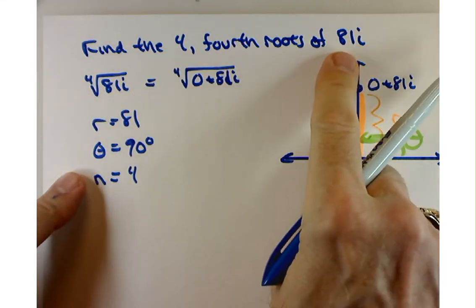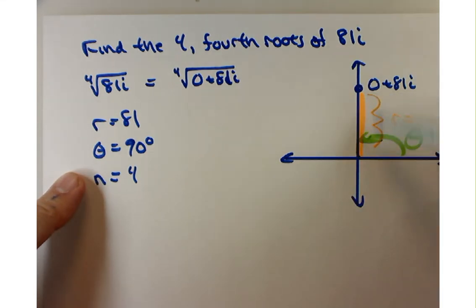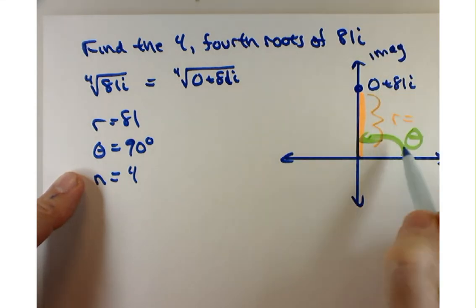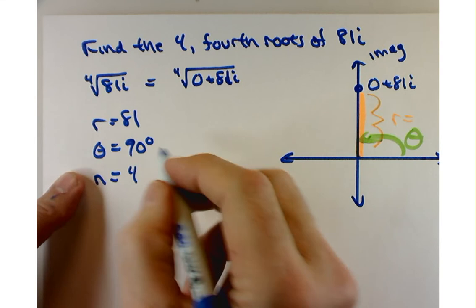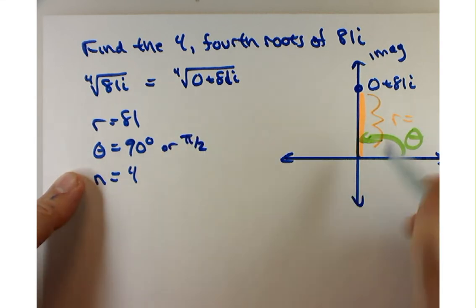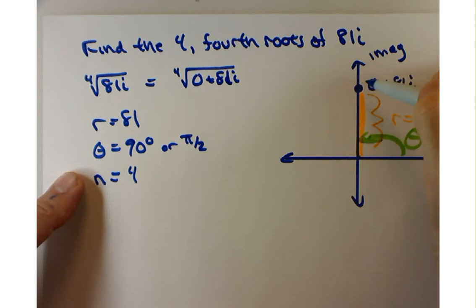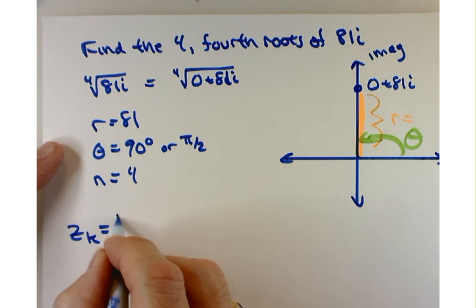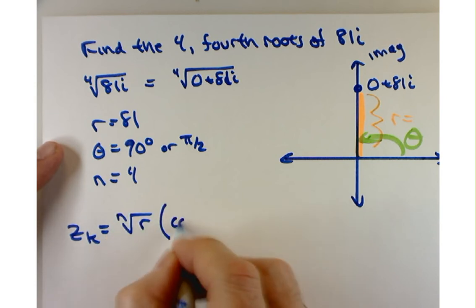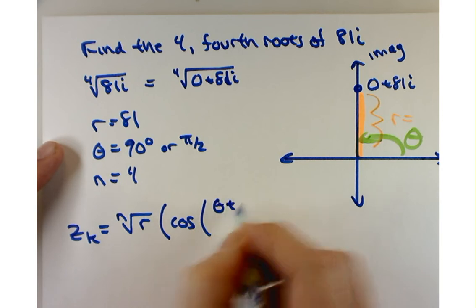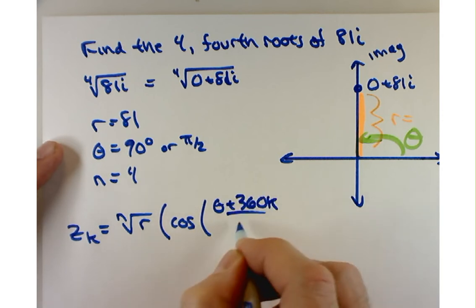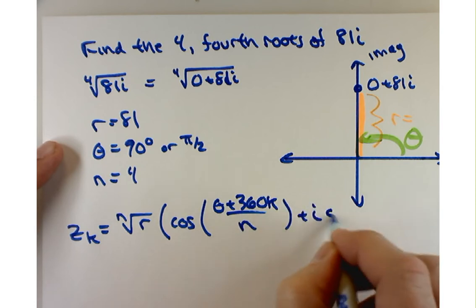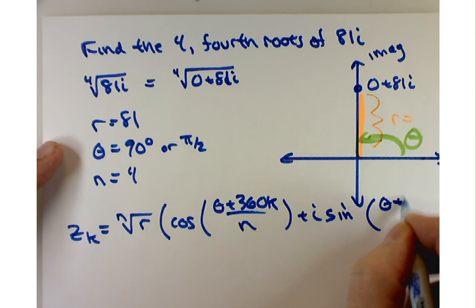So we're going to find the fourth roots of 81i, which plots itself here, right up on the imaginary axis. That gives you a theta of 90 degrees or pi over 2. The radial distance is 81. We're going to fill in this formula. Z sub k equals the nth root of r times cosine of theta plus 360k over n, plus i times the sine of theta plus 360k over n.